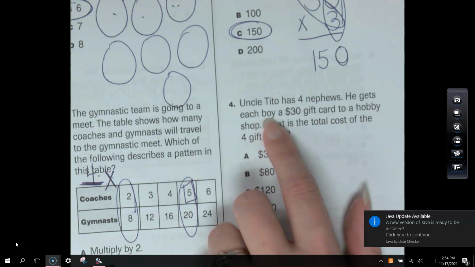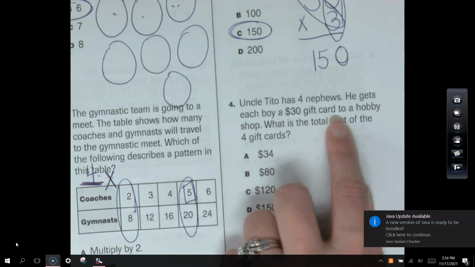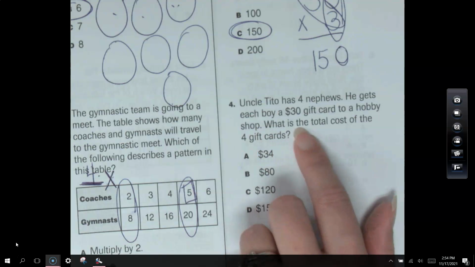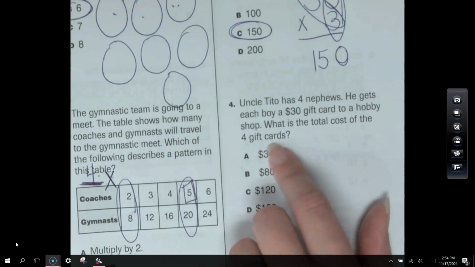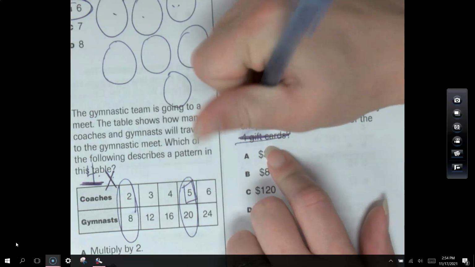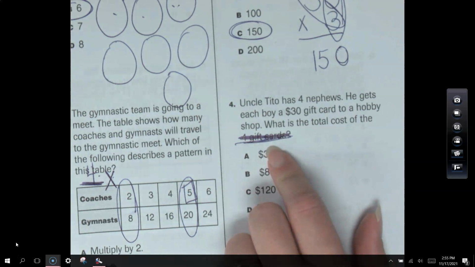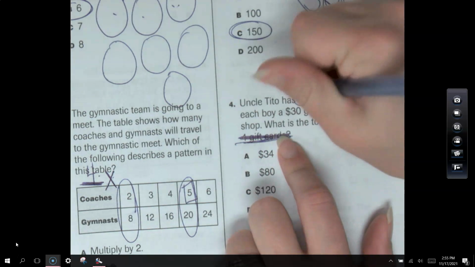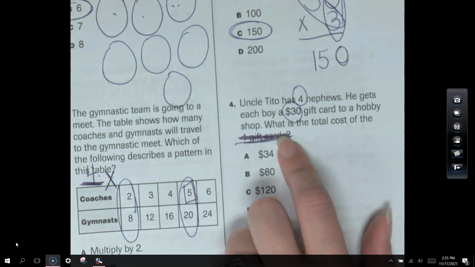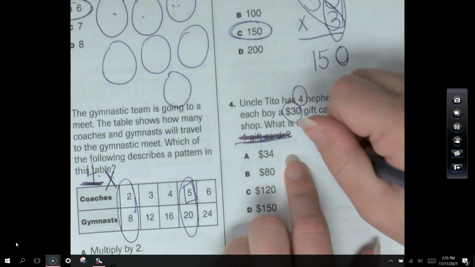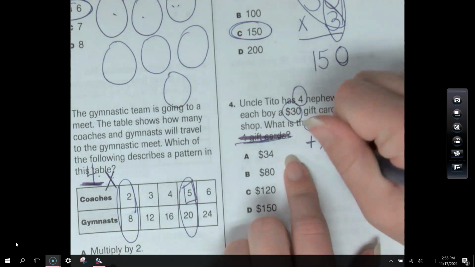Uncle Tito has 4 nephews. He gets each boy a $30 gift card to a hobby shop. What is the total cost of the 4 gift cards? This is unneeded information, so cross off the 4. I see a 4 and a 30. Do you see any other keywords? If you said total, you are correct. Total means to add or multiply.